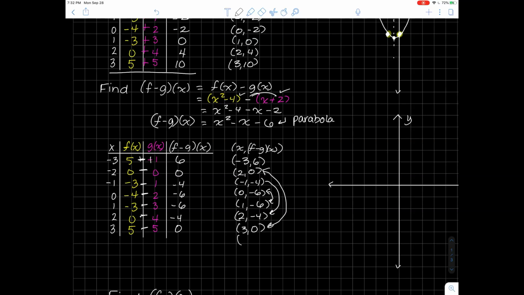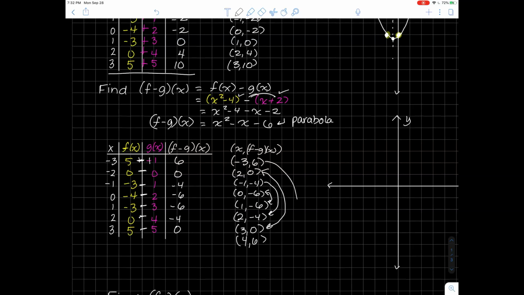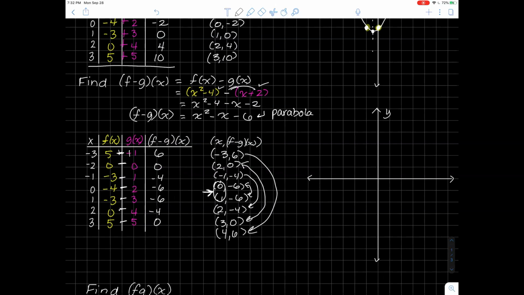So my next output probably would have been 4, 6, so that those outputs would have matched, because this is a parabola, so symmetric. Somewhere your axis of symmetry is going to be right between these 2 values, so it's going to be at x equals a half, and our vertex will be somewhere there. But we'll go ahead and graph those.